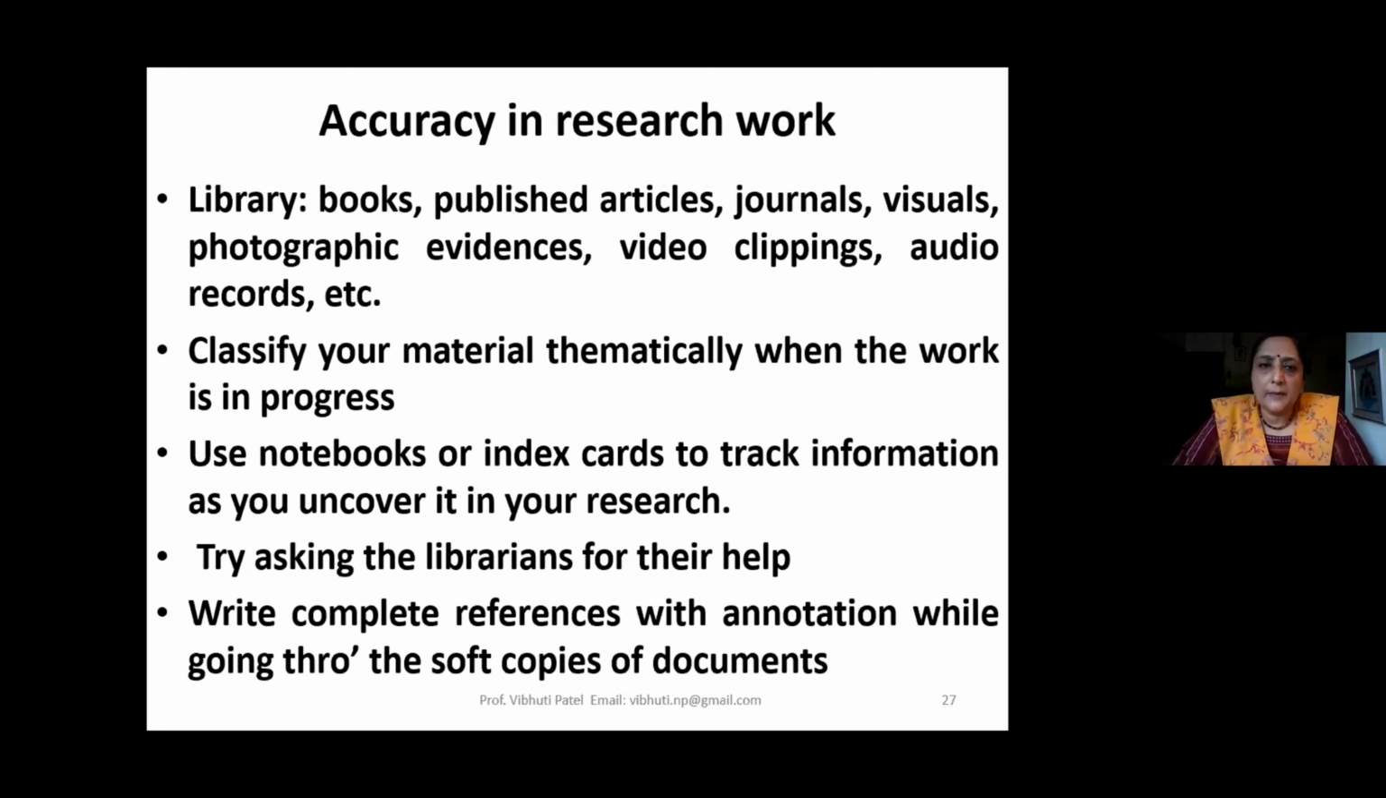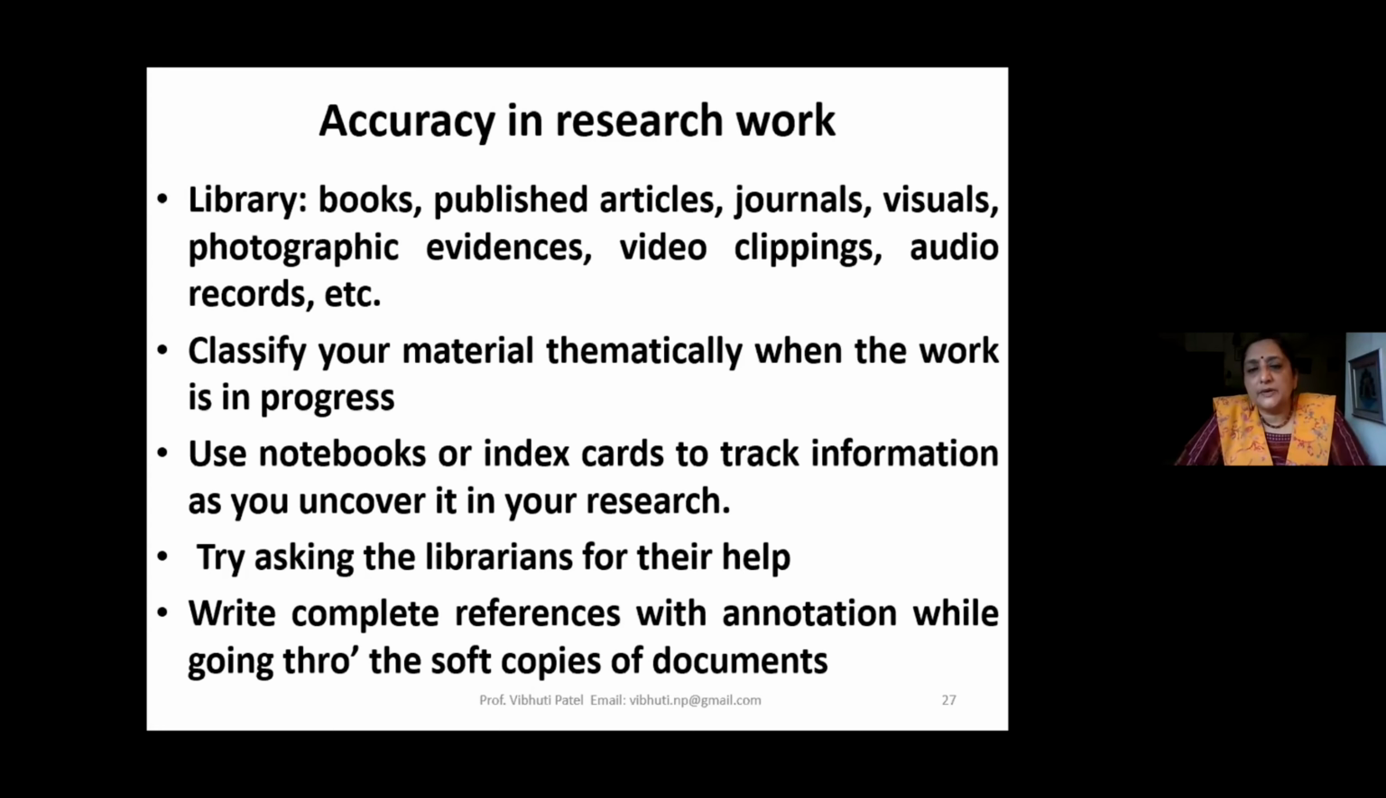Now you carry a laptop. In our times, we used to have a field diary. So that gives you qualitative information. And then your interview schedule gives the quantitative information. So the library research, where the books or published articles, journals, visuals, photographic evidence, video clippings, audio records, are important. Classify your material thematically.